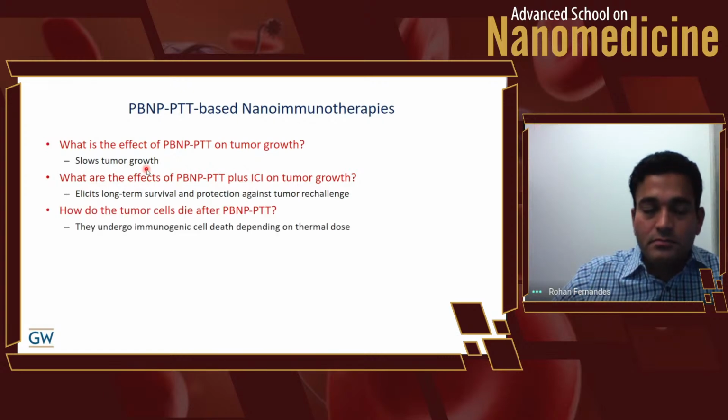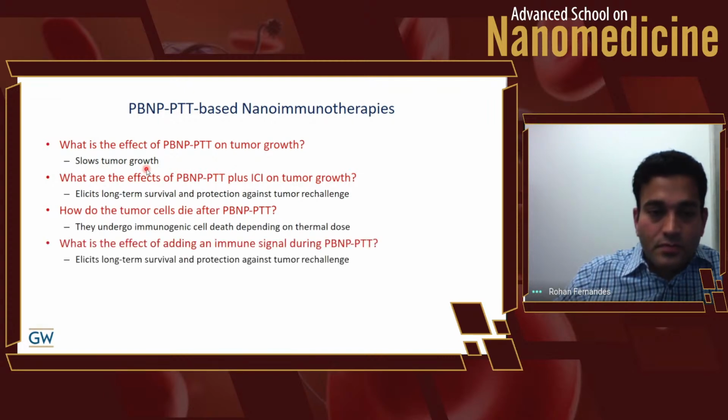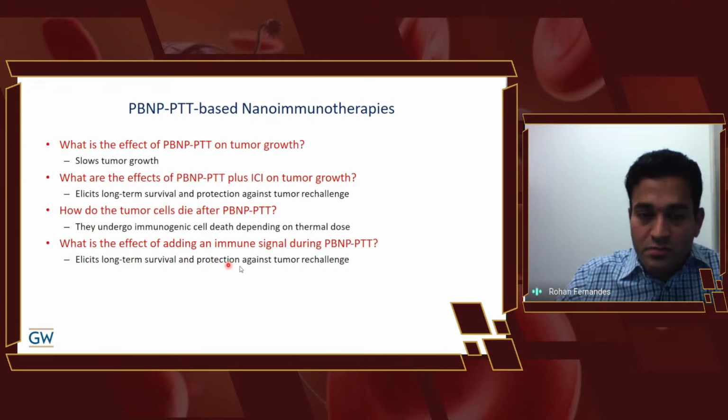Then when we asked the question how the tumor cells die after PBNP PTT, we were able to conclude that they can undergo immunogenic cell death depending on the thermal dose administered to the tumor cells. We asked the question, what is the effect of adding an immune signal without the immune checkpoint inhibitor during PBNP PTT? And in the single tumor model, this CPG PBNP PTT could elicit long-term survival and protection against tumor rechallenge.